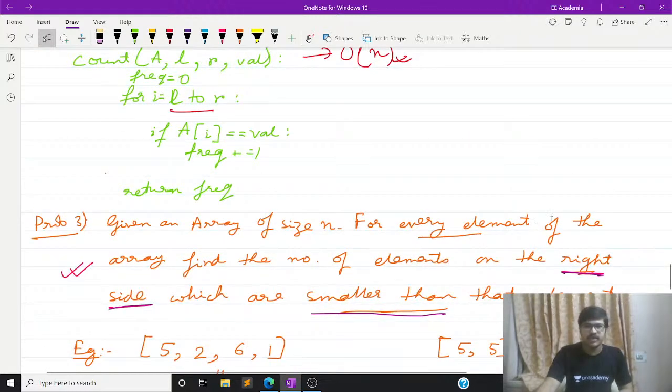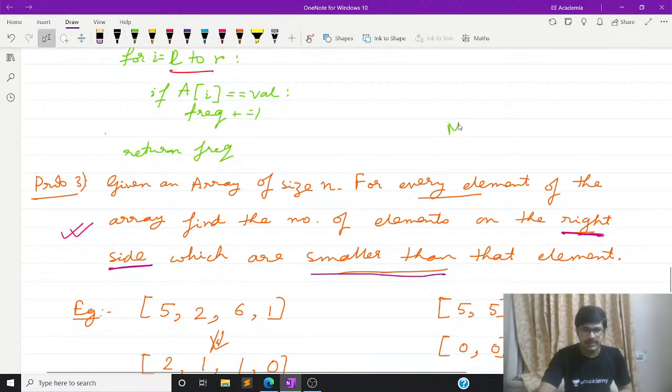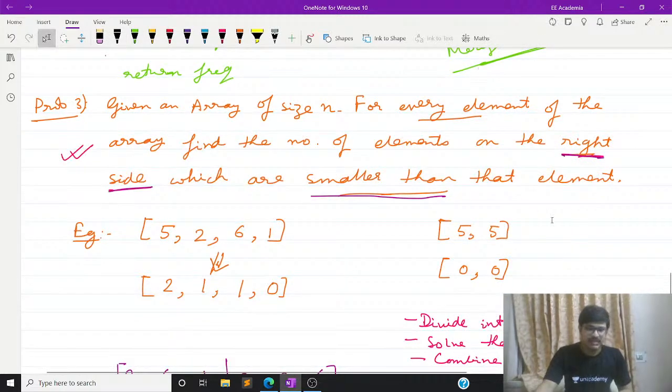How the standard merge sort, which you already know, can be used to solve this problem. Just repeating the problem: for every element in the array, you have to find the number of elements on the right side which are smaller than it. So how can merge sort be used to solve this problem?